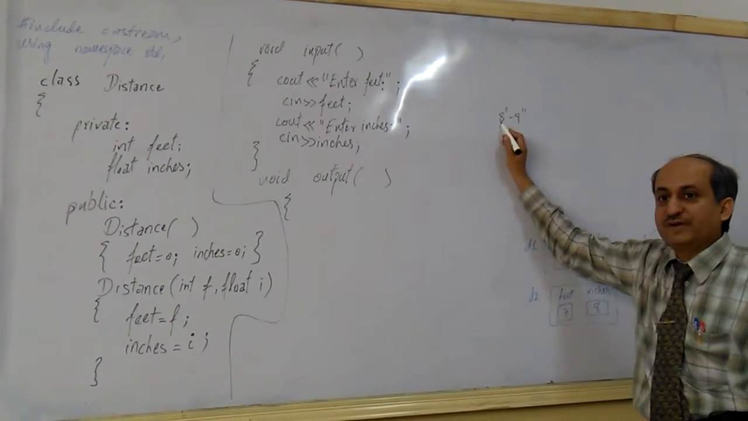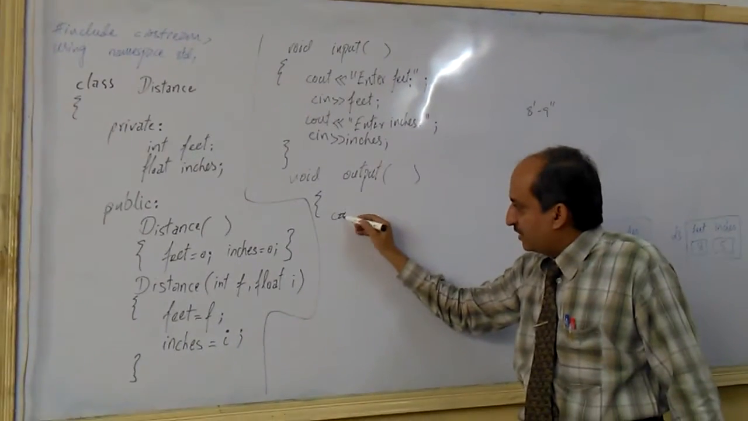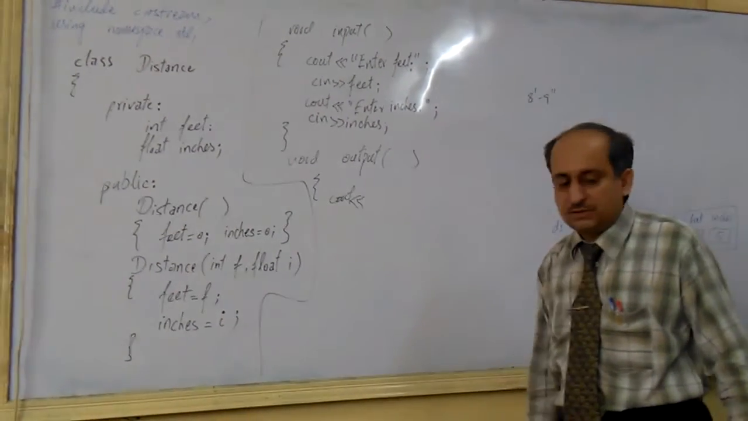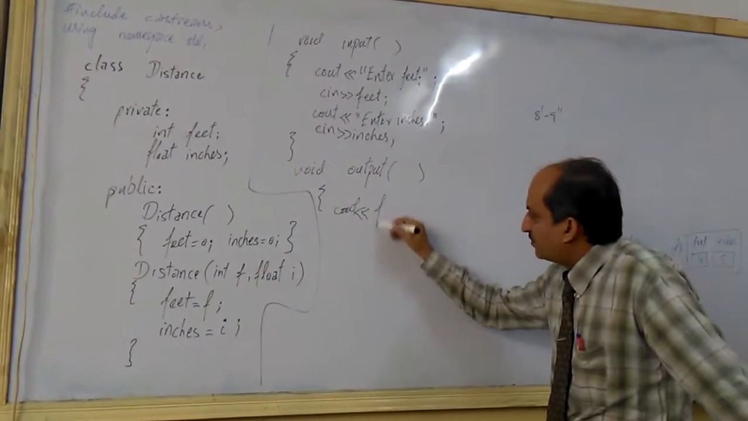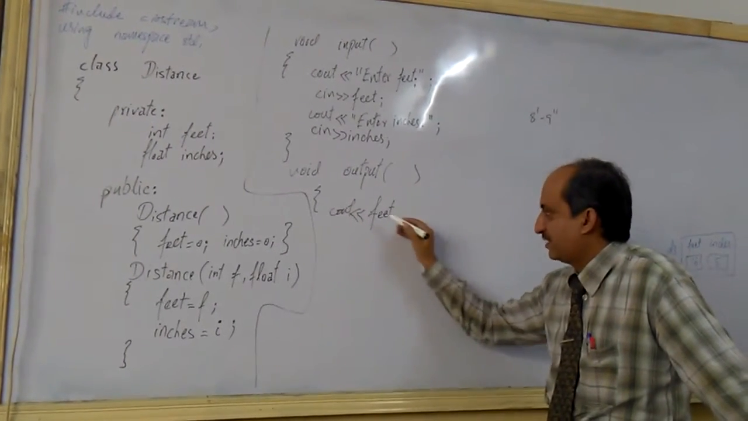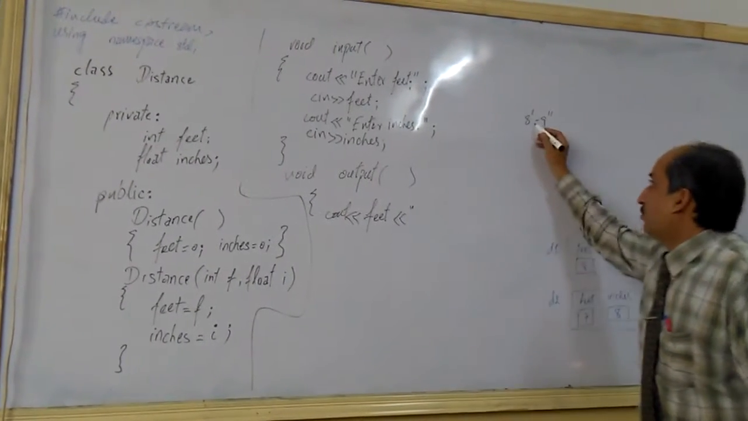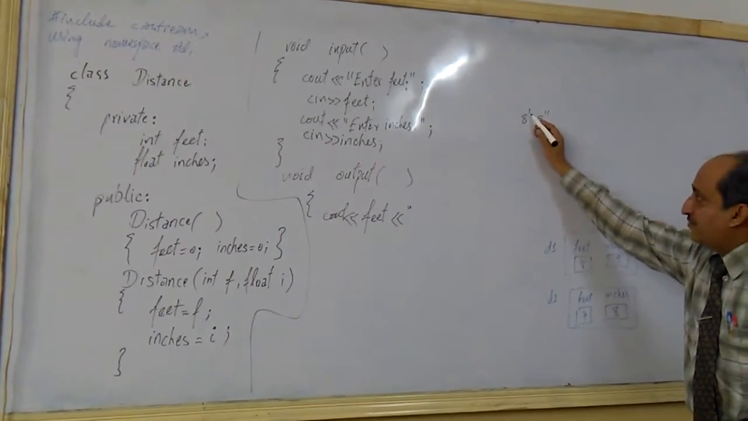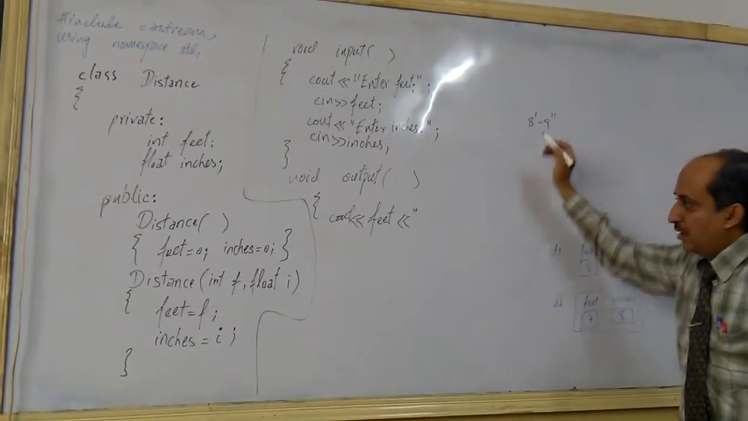And when we want to display the distance, first of all, let's suppose it's 8 feet and 9 inches. Which value should be displayed first? Feet. The feet value should be displayed first. For displaying, again, we use cout, the console output stream object, with the insertion operator, and the value of the feet data member should be displayed first. After that, we need to print that hyphen character and that single quote.